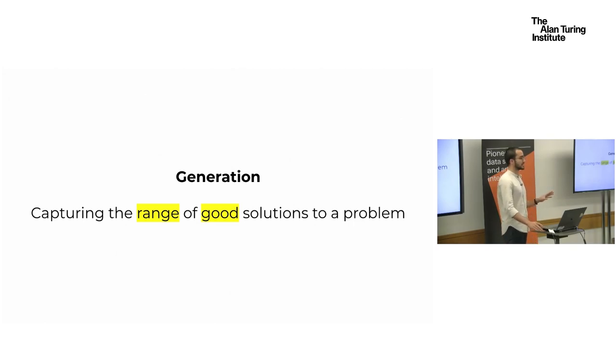And there's a ton of examples of that work, but what I want to focus more on is the generation aspect. So generation is not about finding the best solution to a problem, but more about capturing the range of good solutions to a problem. And this means that it needs to be a little bit more flexible, and it needs to understand the relative goodness of things, which is often quite a difficult thing to do.